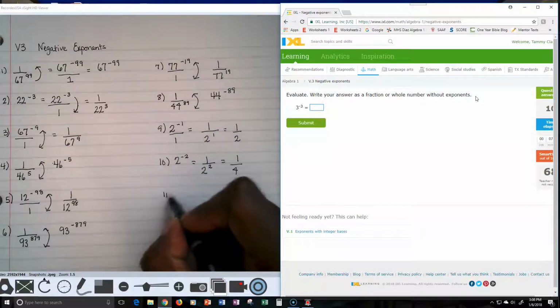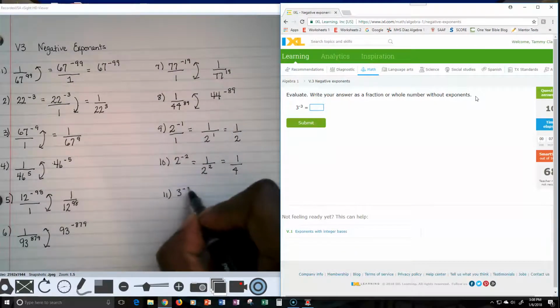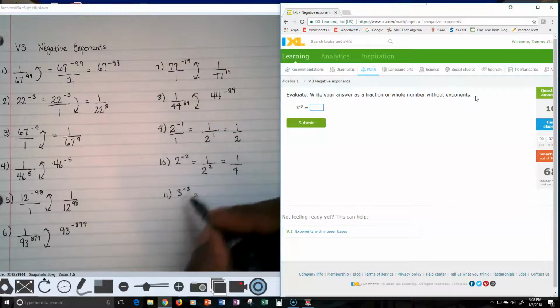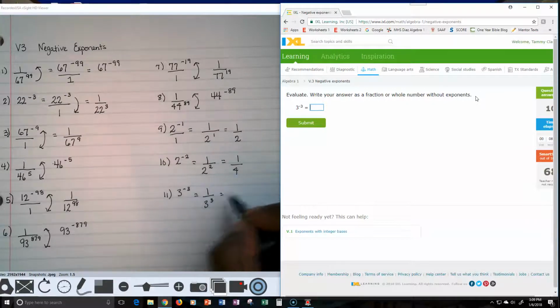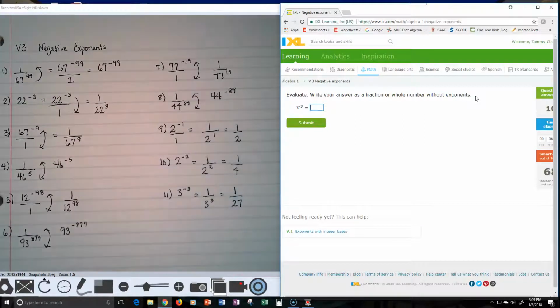Let's look at 11. 3 to the negative 3rd power. Can't have that, so we switch places. It's going to become 1 over 3 to the 3rd power, and we know that that would be 1 over 27.